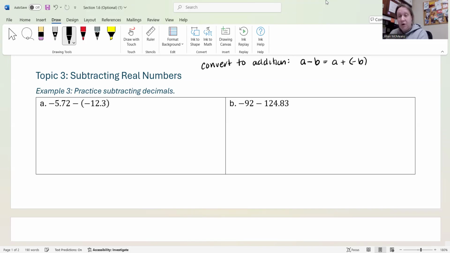And then remember, if you're adding two numbers that have the same sign, you add and keep the sign. If you're adding two numbers that have different signs, you subtract and keep the larger sign. Okay? So we'll talk about all that when we get going.